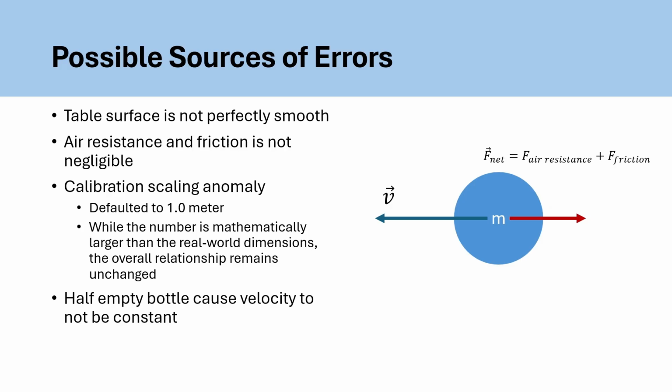Calibration scaling anomaly: I did set it as 1 meter. While the number is mathematically larger than the real world dimensions, the overall relationship remains unchanged. Velocity remained constant, the position time graph is a clean straight line, and my computational model still aligns beautifully with the experimental data. For future experiments, this could be easily corrected by using an object of known length, such as a ruler. Also, the half-empty bottle caused the velocity to not be constant.